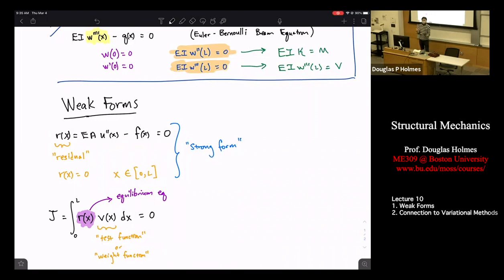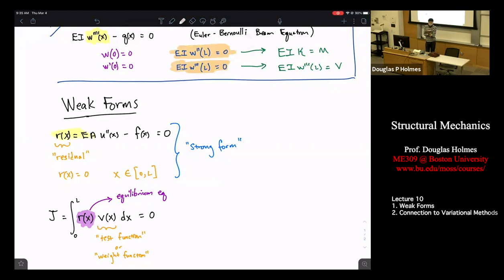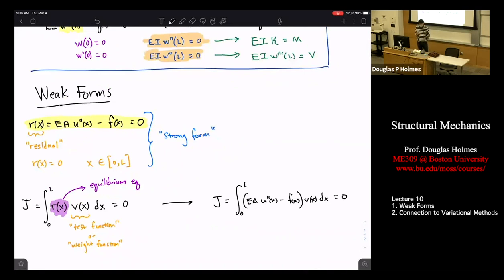All right, so let's actually implement this and see what it looks like. So we know r of x. We're going to remind ourselves that we're actually trying to solve a particular problem. We're trying to solve this thing. So we can take J and say this is going to be equal to the integral from 0 to L of EA u double prime of x minus f of x, times v of x, dx. That integral needs to be equal to 0.